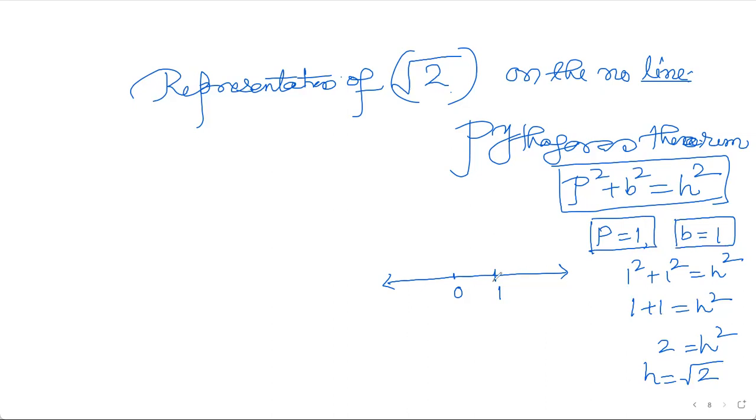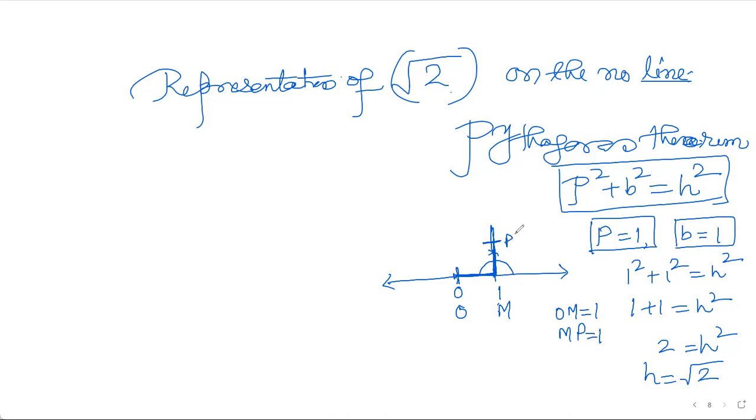So I take 0 to 1 here, O to M. This is the base for the Pythagorean theorem. Here I'll draw a perpendicular with the help of a protractor, or you can use a compass, a straight line at a 90-degree angle, because I have to make the Pythagoras theorem true. The base and perpendicular I have taken the same. So this is 1 and this is also 1. OM is 1 unit and MP is also 1 unit.